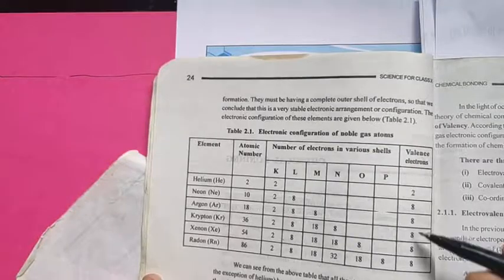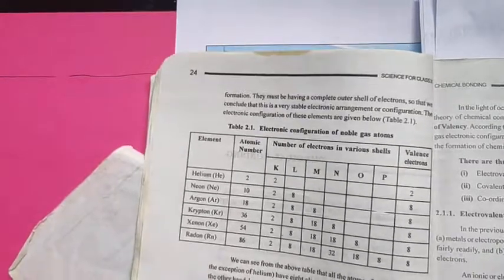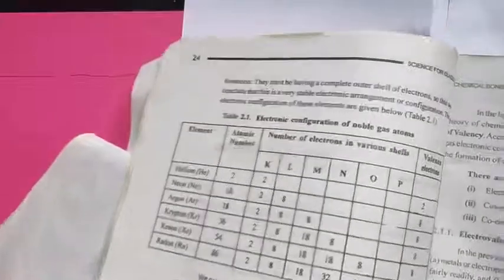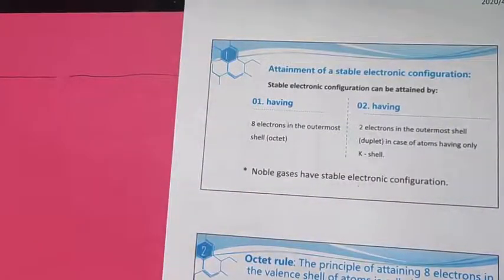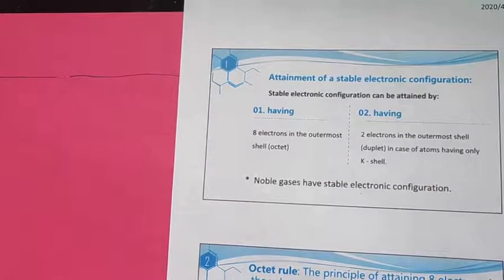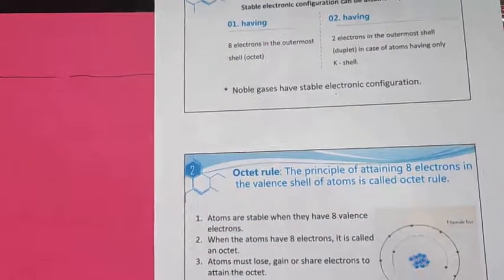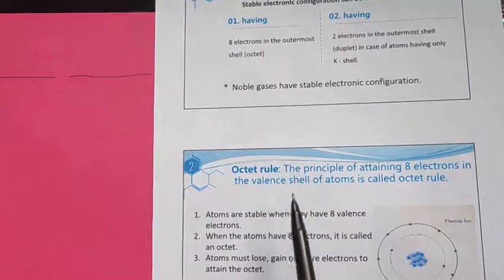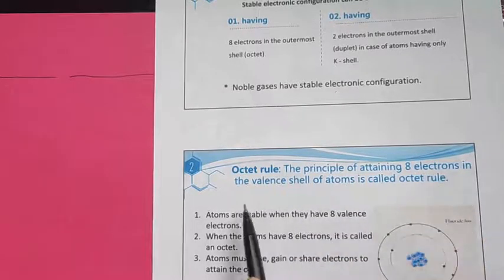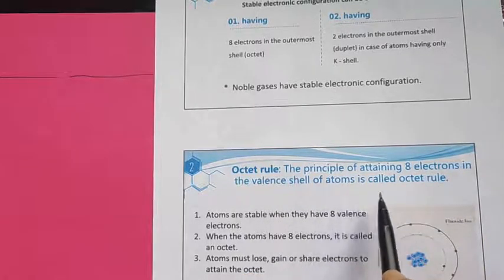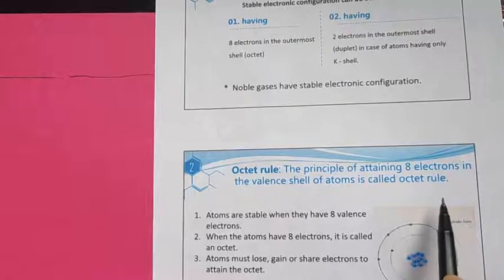Having 8 electrons in the outermost shell is called octet, and having 2 electrons in the outermost shell is called duplet. These conditions will satisfy the stability of atoms. First of all, let us discuss about octet rule. What is octet rule? The principle of attaining 8 electrons in the valence shell of atoms is called octet rule.